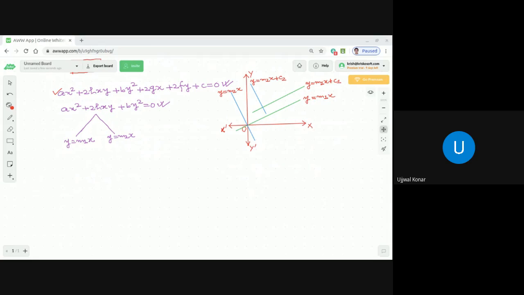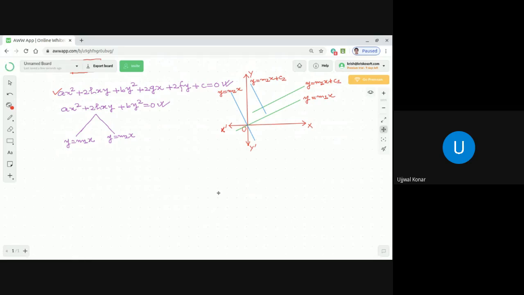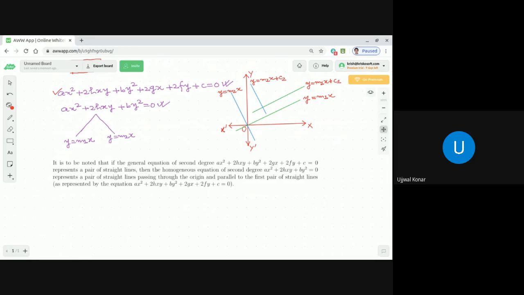Now let me place the study material here, and after that I'll go through it so that you will understand it properly. Here it is mentioned that it is to be noted that if the general equation of second degree ax square plus 2hxy plus by square plus 2gx plus 2fy plus c equal to 0 represents a pair of straight lines, then the homogeneous equation of second degree ax square plus 2hxy plus by square equal to 0 represents a pair of straight lines passing through the origin and parallel to the first pair of straight lines.